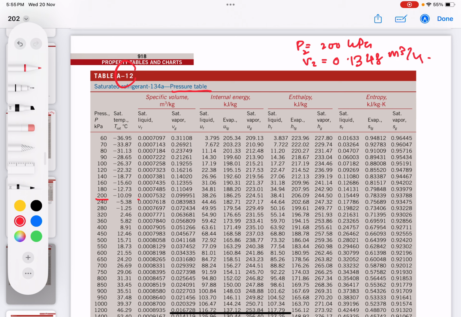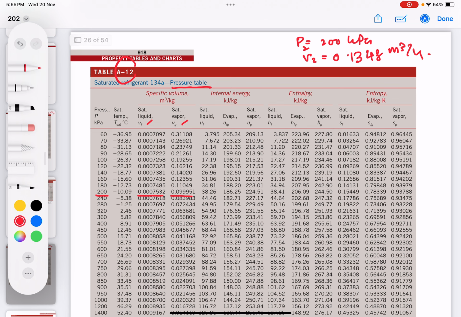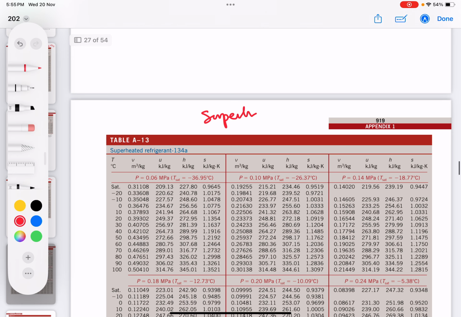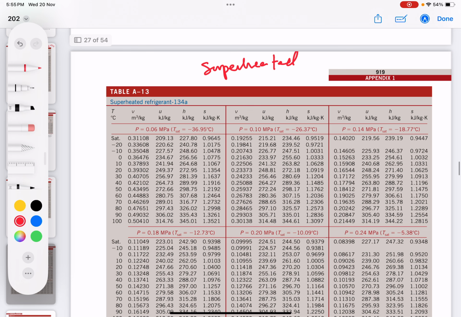So I have to check over here, because I do have vf and also vg. By comparing my data here, I know that my v2 here is 0.13, but my vf here is equal to 0.099, which is smaller compared to this one. Therefore, my state 2 here is not going to be in the saturated liquid-vapor region, but it has to be in the state of superheated steam, because v2 is bigger than vg, therefore it should be in the superheated region.